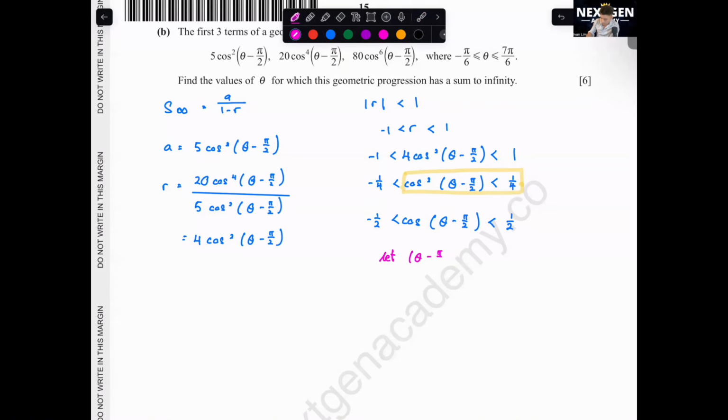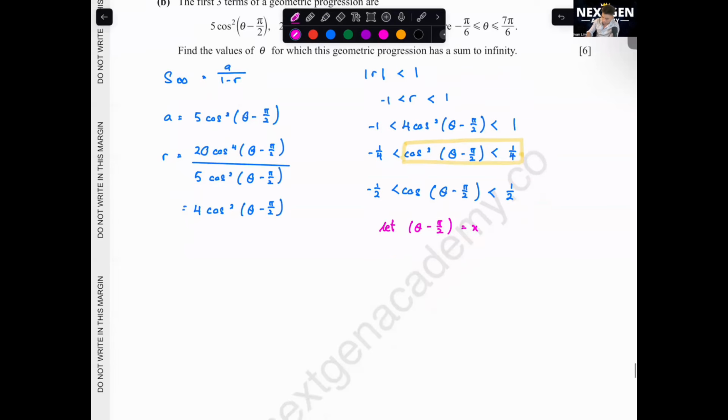Let theta minus pi over 2 equal x. So we will read it like that first: cos x is from negative 1 over 2 to 1 over 2. This is the equation that we want to solve.